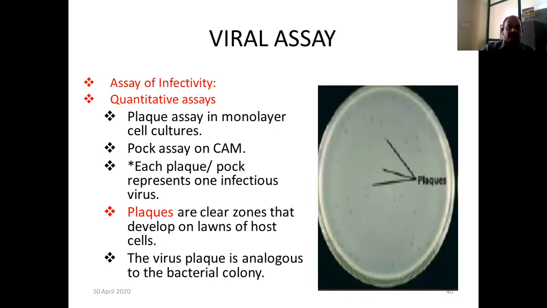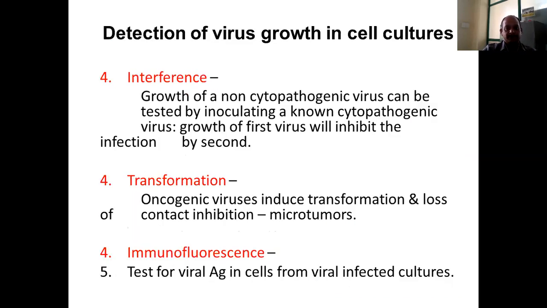These are viral assays, assays of infectivity, and these are quantitative assays. Plaque assay in monolayer cell cultures can be performed. Pock assays can be performed on the CAM also. Each plaque or pock represents one infectious virus. Plaques are clear zones that develop on the lawn of the host cell culture, and the virus plaque is analogous to a bacterial colony. This is the picture showing plaques.